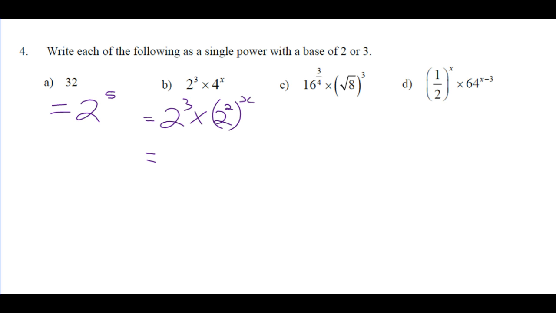Okay, so we rewrote 4. We wrote it as 2 squared. But the 4 is raised to the x, so does the 2 squared have to be. So this is 2 cubed. Now this is power to a power, so we've got to multiply the powers, right? So instead of 4 to the x, we have 2 to the power of 2x. Now what do we do with these two numbers? We add them.